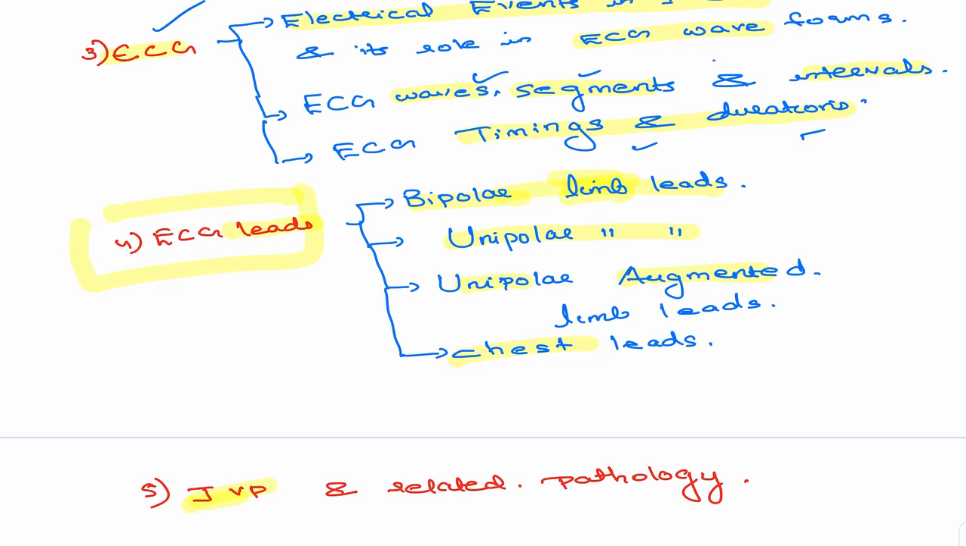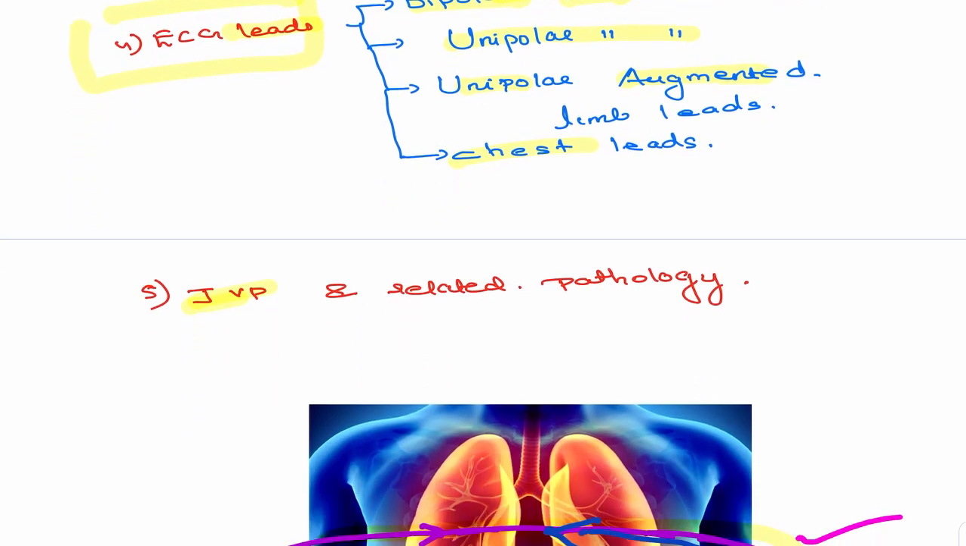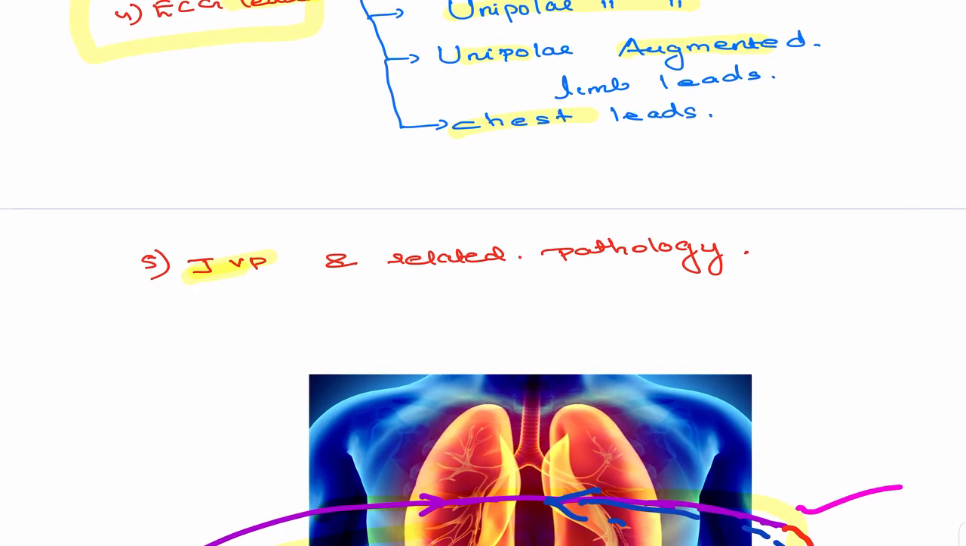Followed by that, I'll discuss the bipolar limb leads, all those limb leads, chest leads and all. And then the next session will be on the JVP. Okay, so let us start with the ECG.